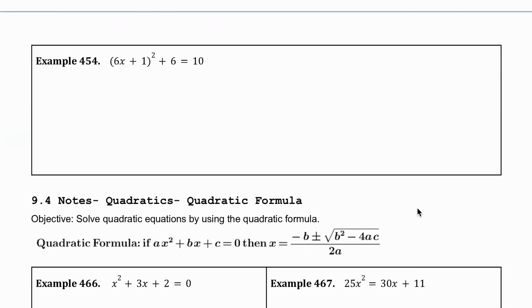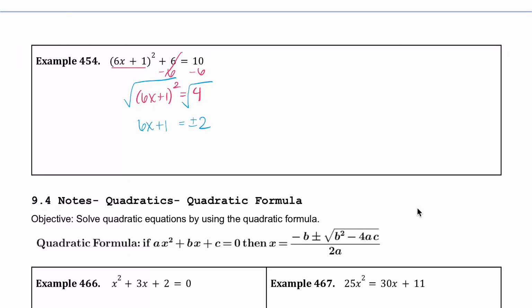All right, and then one more example here. I have 6x plus 1 to the second power equals 6. Well, first, let's isolate this. Let's move that 6 to the right side. And I get 6x plus 1 squared equals 4. This one's nice because 4 is a perfect square. So when I take the square root of each side, I get 6x plus 1 equals plus or minus, well, the square root of 4 is 2.